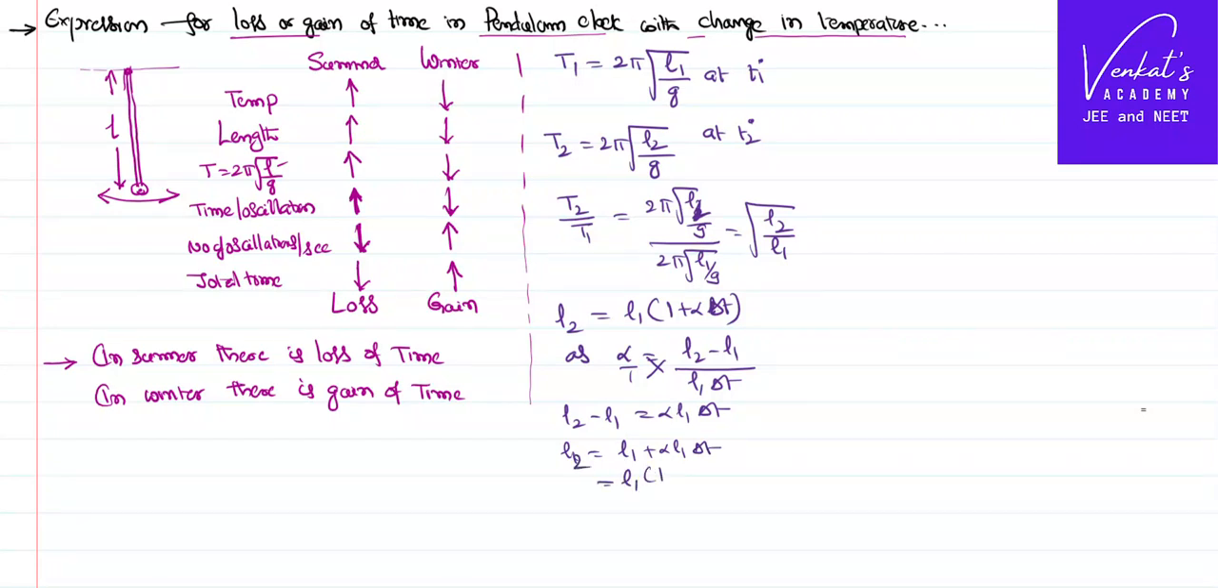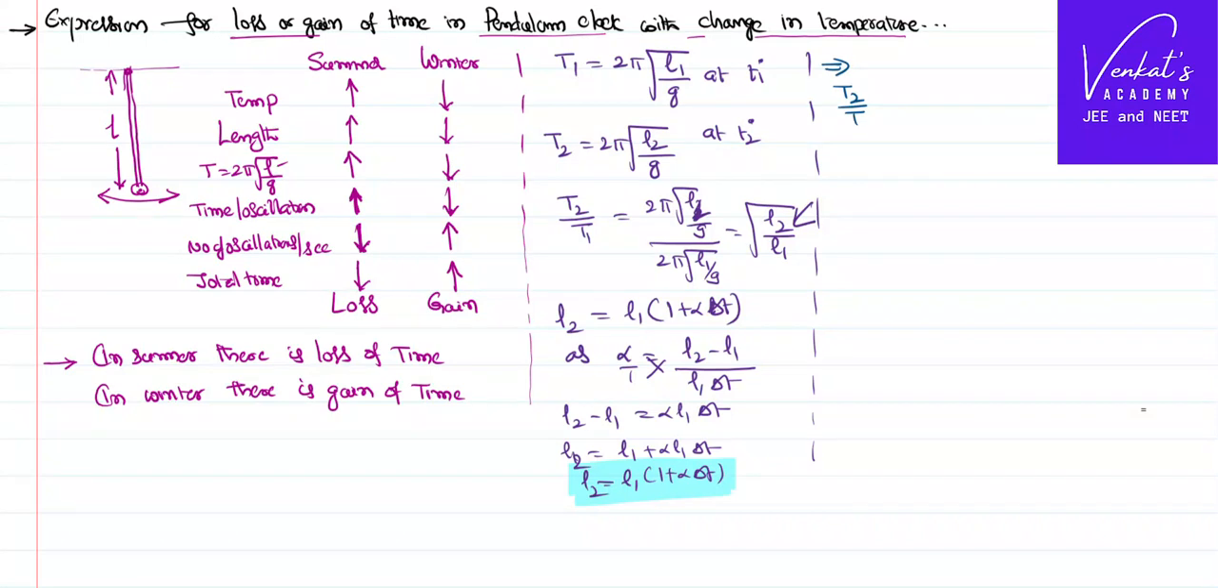So L1 is common, 1 plus alpha delta t. That's the reason why L2 is L1 times 1 plus alpha delta t. Taking that into consideration, if you substitute the value of L2 here, you will get a different equation. What happens then? Tell me, find out.